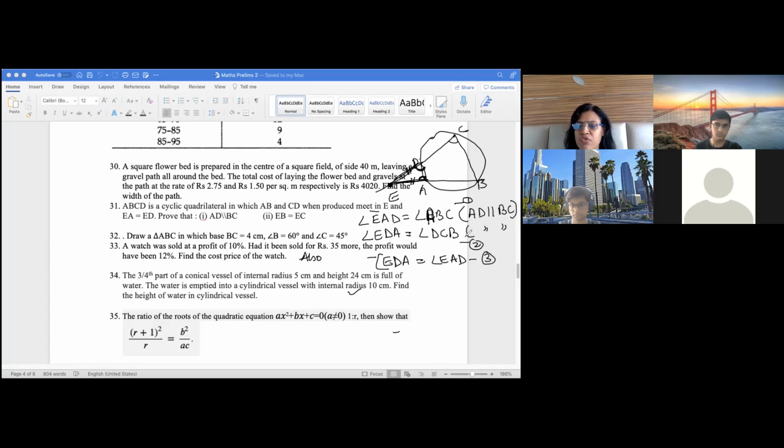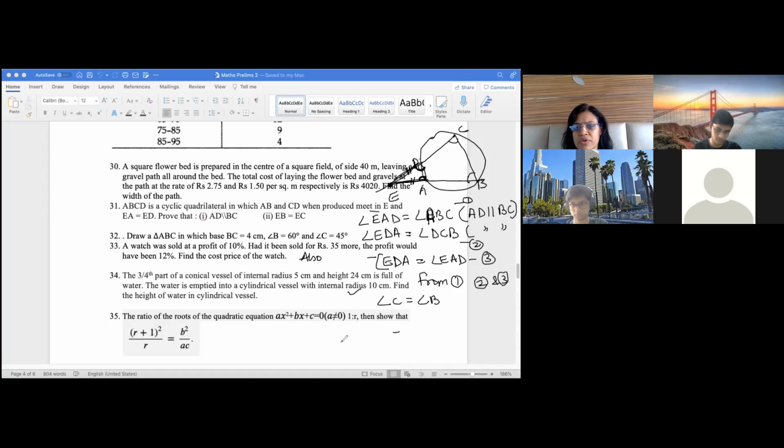So therefore from 1, 2 and 3, what can you say? From 1, 2 and 3, these two angles are equal, right? क्योंकि ये इसके बराबर हुआ, ये इसके बराबर हुआ, ये दोनों एक दूसरे के बराबर है, तो ये दोनों एक दूसरे के बराबर हो गया. Therefore you can say angle C is equal to angle B.